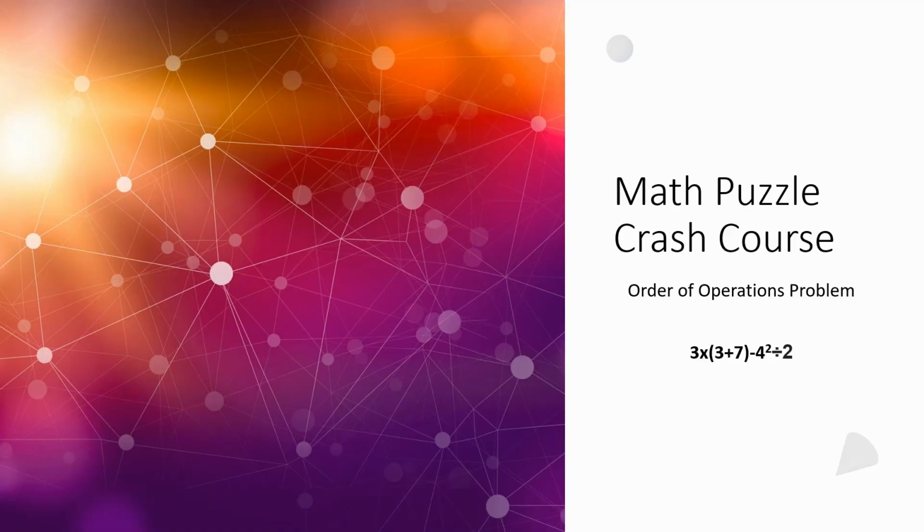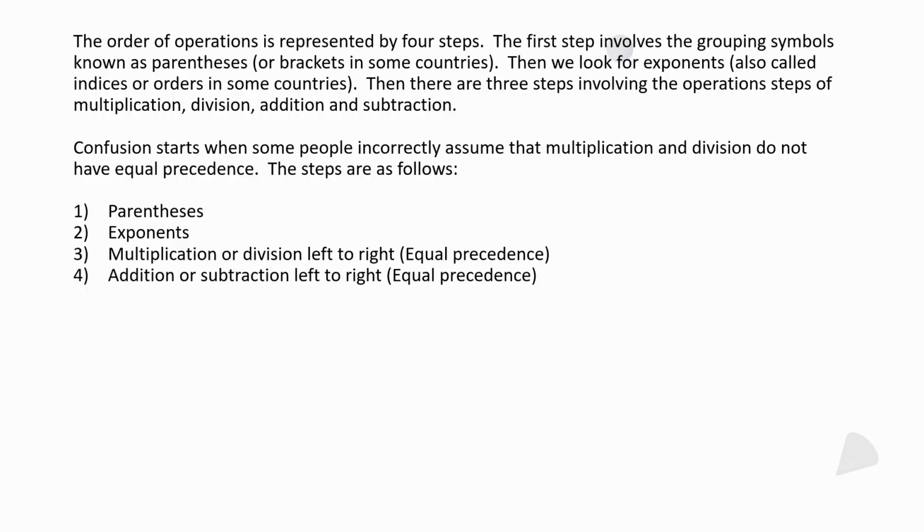So before we start on the problem, I just want to do this quick overview that I always do. There's a convention, it's the order of operations convention, and it's represented by 4 steps. And this applies to all mathematics, not just algebra. The first step involves the grouping symbols, which are known as parentheses. They're also known as brackets in some countries. Then we look for exponents. These are also called indices or orders in some countries.